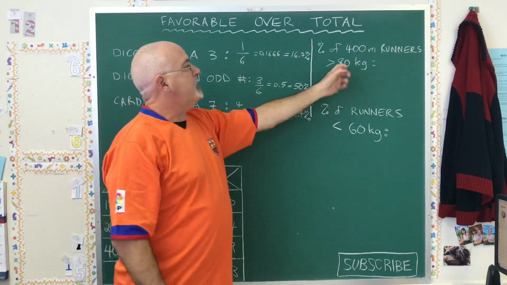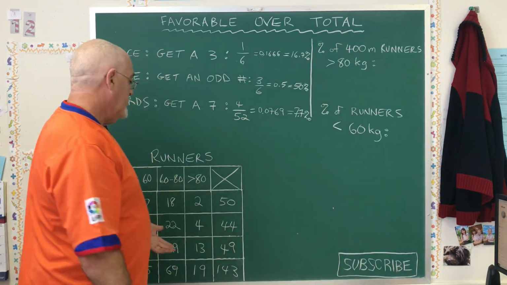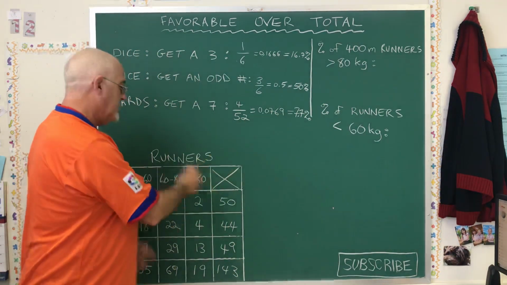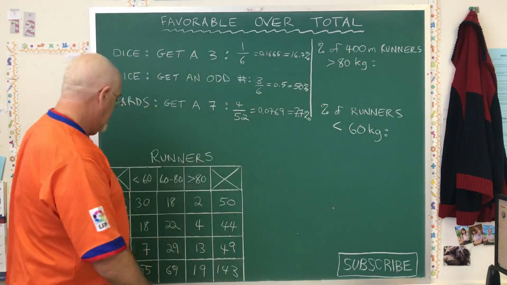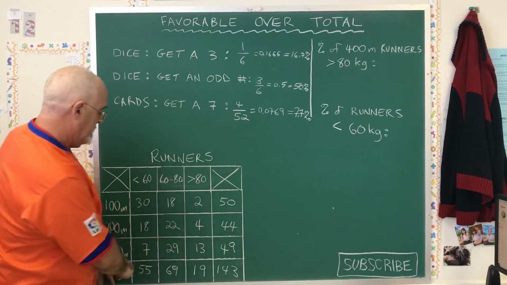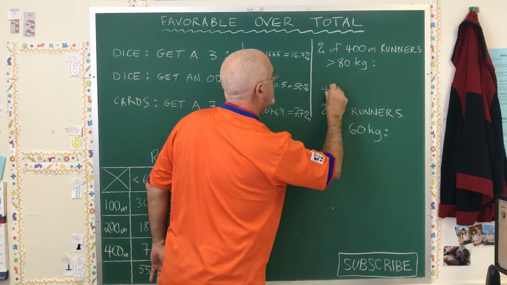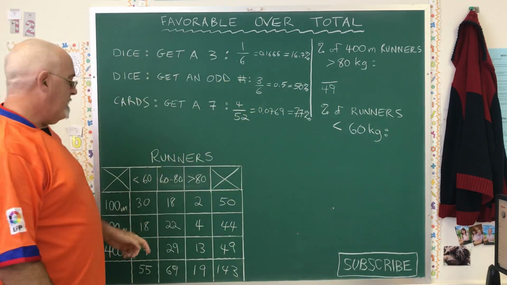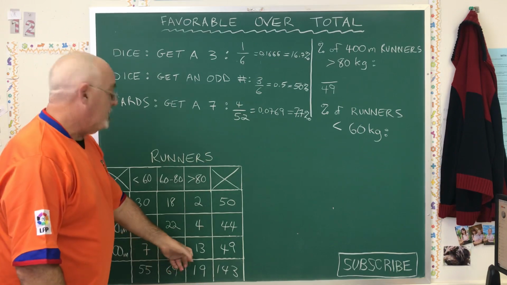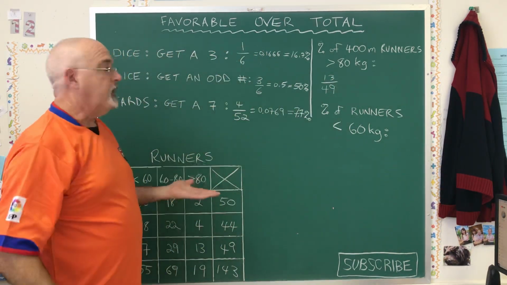The percentage of 400 meter runners who are greater than 80 kilograms. So what is my total? My total isn't all the runners, it's not the 143, no, it's just the 400 meter runners. And the total number of 400 meter runners is the 49. And my favorable is how many of those are greater than 80 kilograms, and there are 13. It works the same way as these simpler calculations.